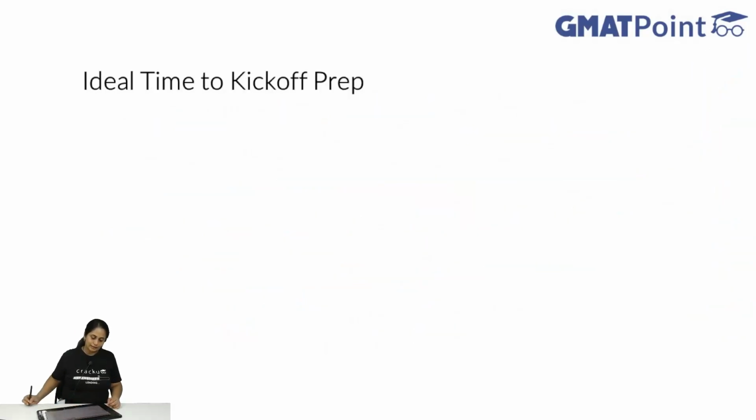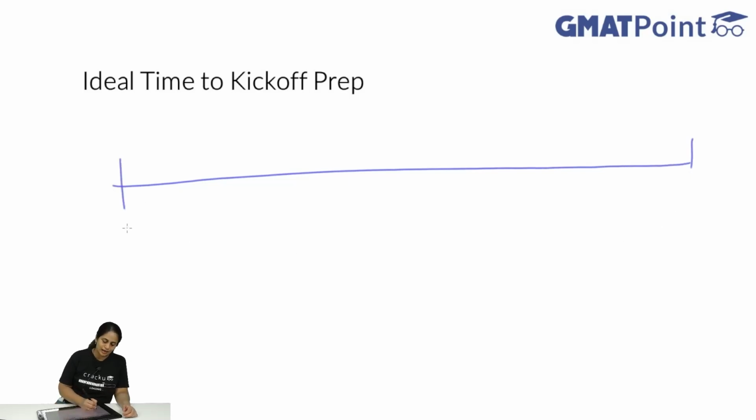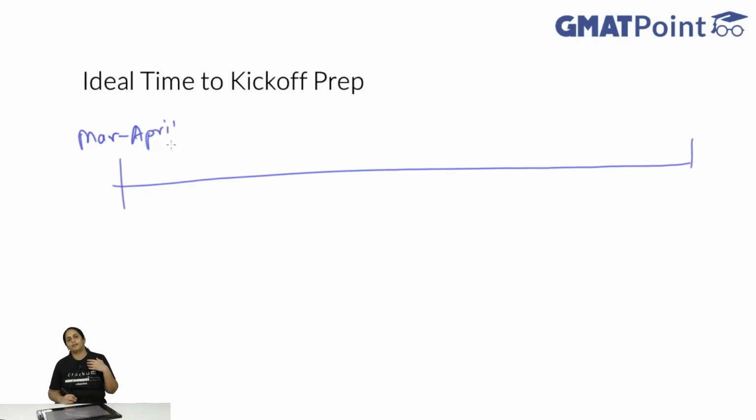Now let's consider the ideal time to kick off the prep. We would suggest that you should start around March. So if you start in March and April, why is this the ideal time to start the preparation? March to April is just 3 months before your round 1 application starts. Round 1 applications start in June. In June, July, you will find that many programs have opened their application window for round 1. So if you start in March and April, you will just be ready.